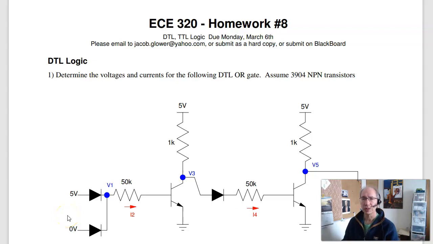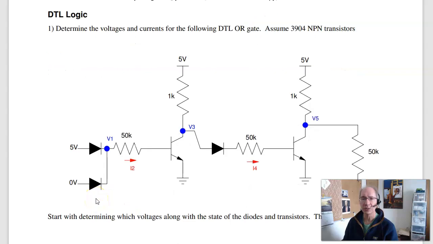Here are solutions to homework set number 8 for ECE 320. The first problem is find the voltages and currents for a DTL logic gate. Now the first trick is to figure out which diodes are on, which ones are off. I've got 5 volts trying to push current through here, so probably this diode is on, this one's on.